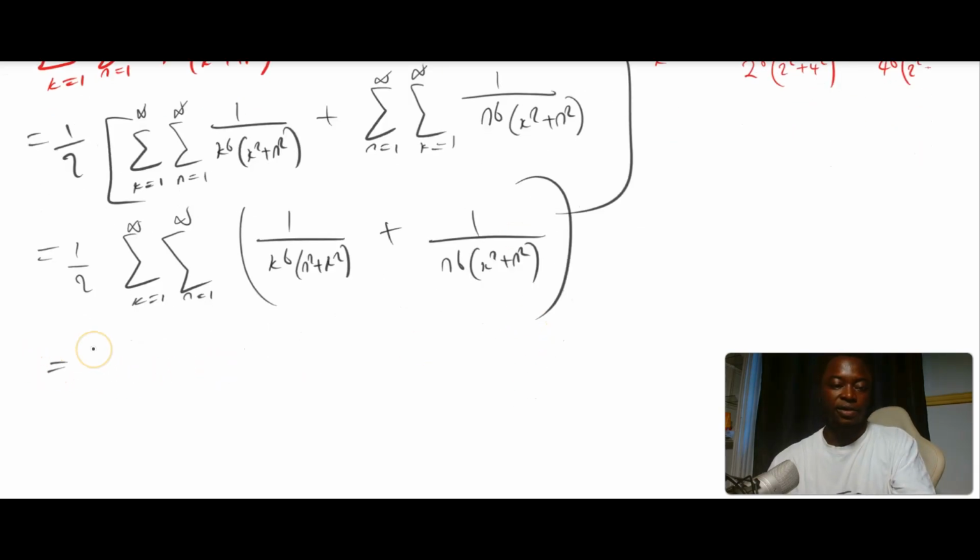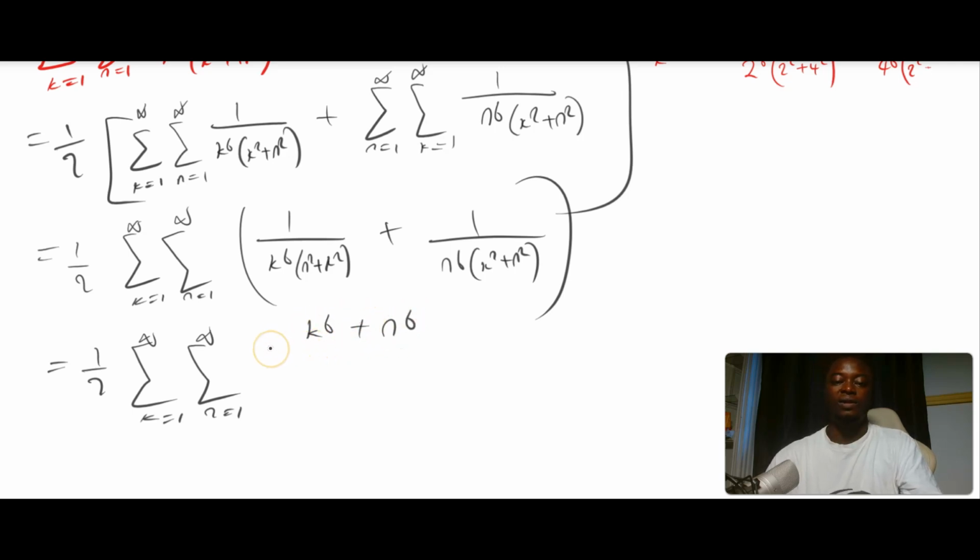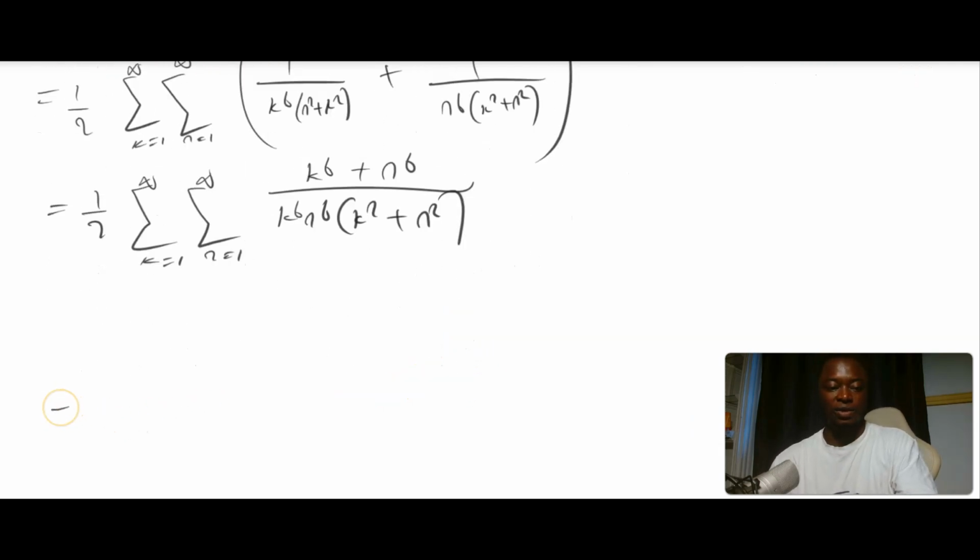Now, again, you have a half times the sum as k runs from 1 to infinity and as n runs from 1 to infinity. Here, observe that if we combine them, you will have k to the 6th power plus n to the 6th power, all divided by k to the 6th, n to the 6th, times k squared plus n squared. So this will give you a half times the sum as k runs from 1 to infinity, n runs from 1 to infinity.